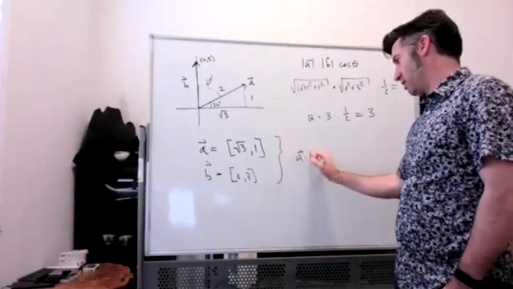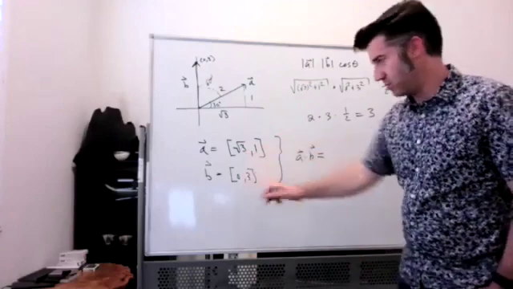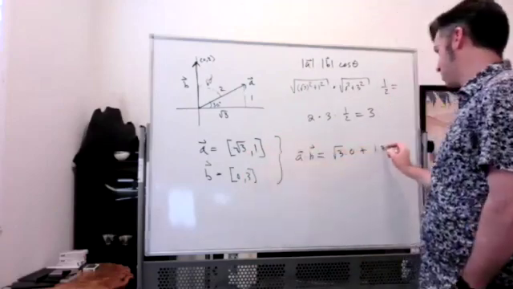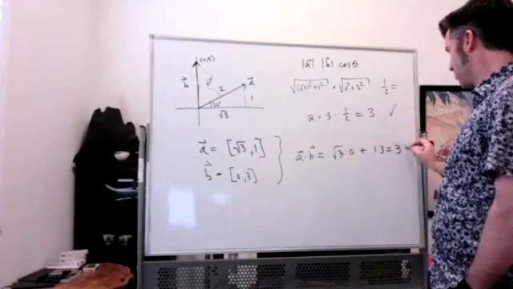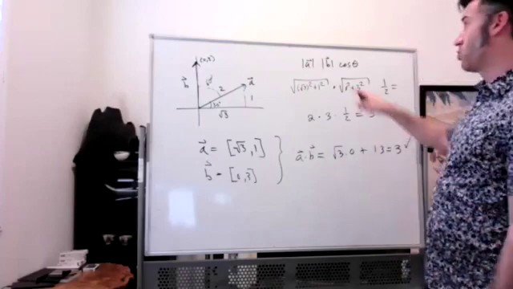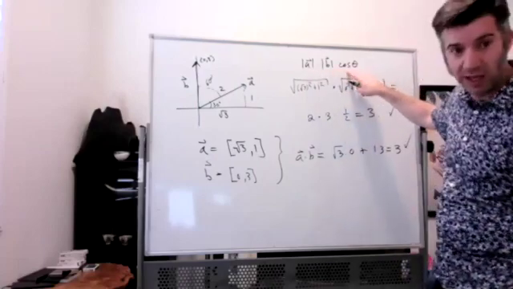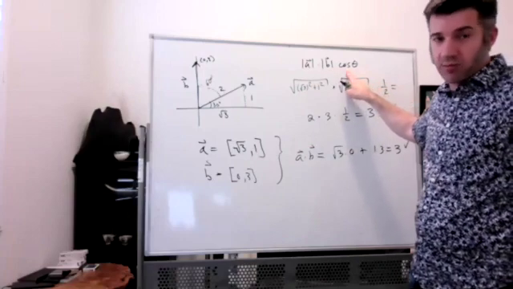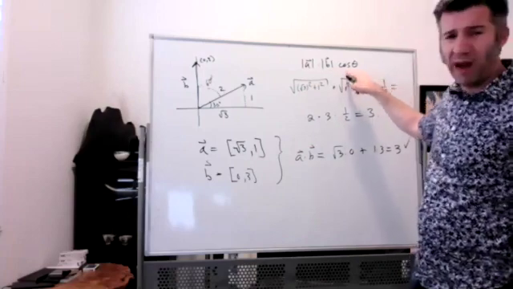A dot B is the square root of 3 times 0 plus 1 times 3. Oh, that's 3. They're the same. So it really is true that if you could calculate it this way because you knew the angle between them, then you could actually calculate the dot product accurately. But why would you ever do it this way?